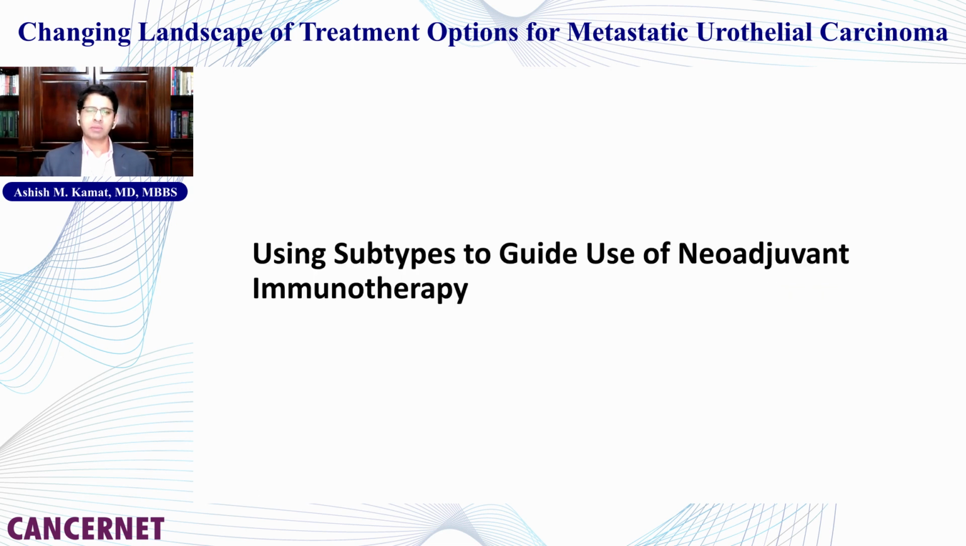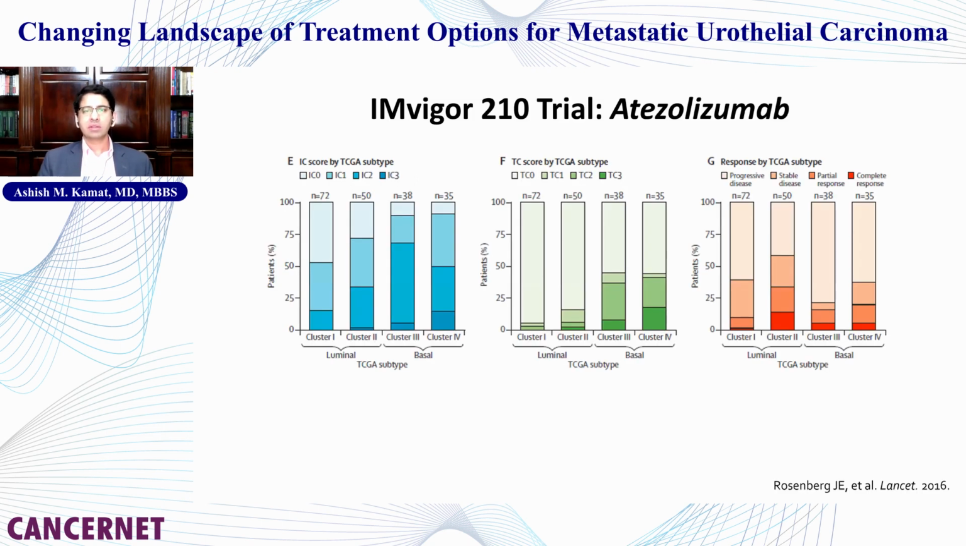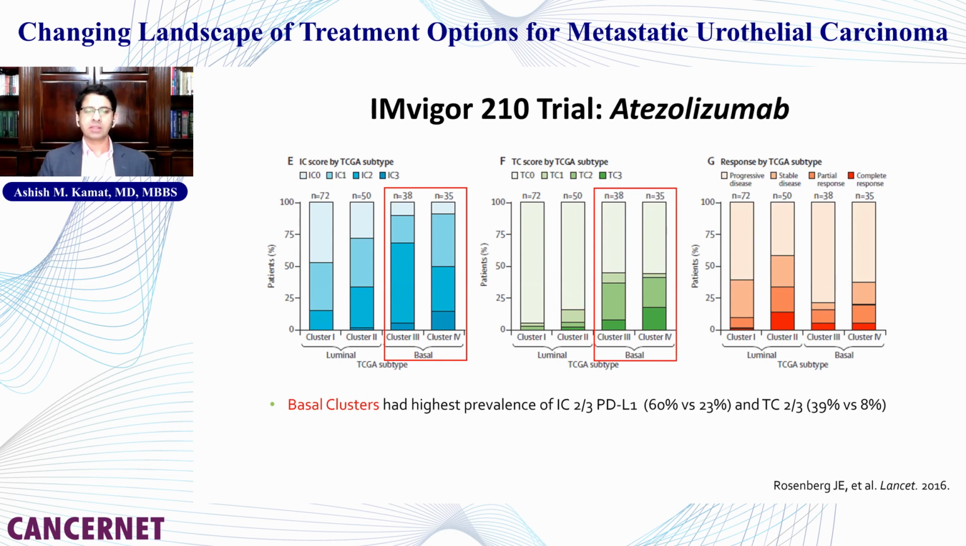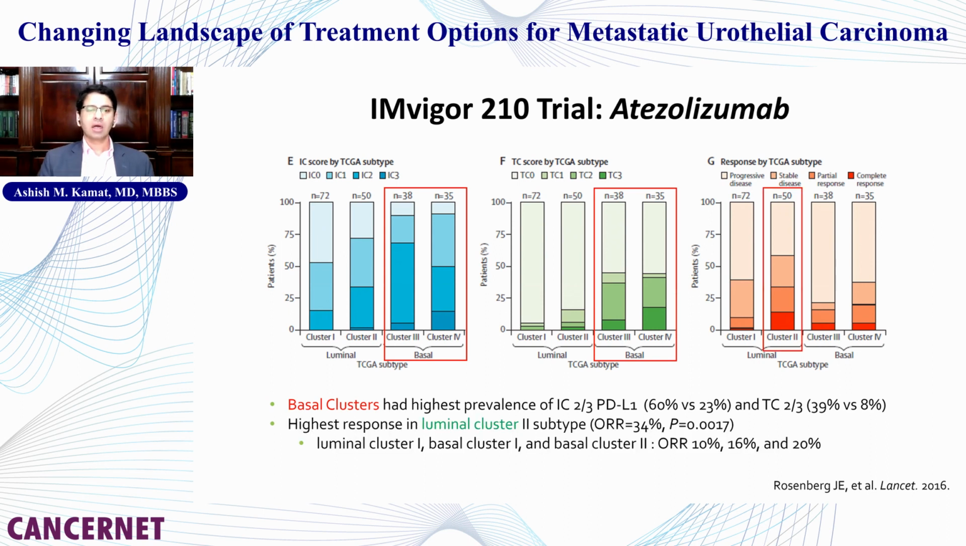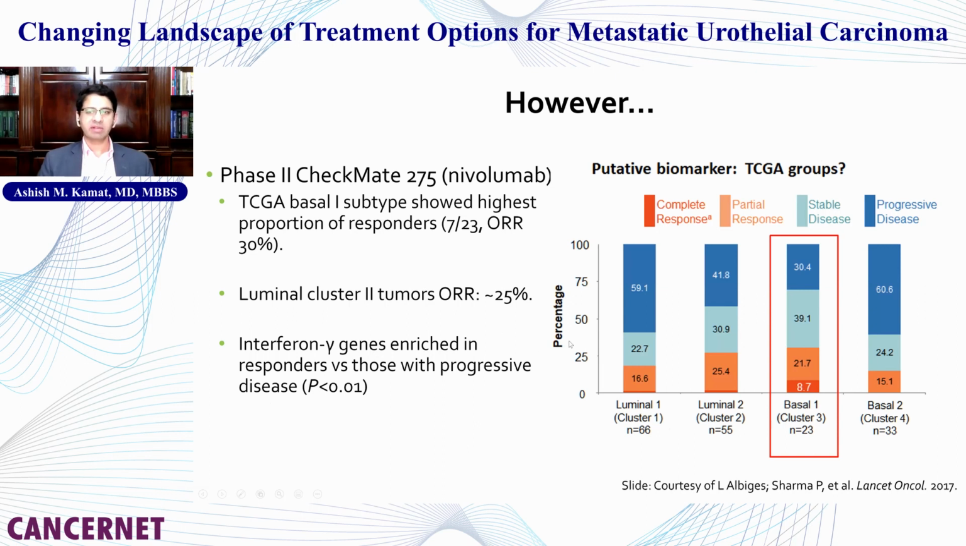Now, what about neoadjuvant immunotherapy? Clearly in IMvigor 210 with atezolizumab, people looked at this, and at that point it seemed like basal clusters had the highest prevalence of IC2/3 PD-L1 positivity, but the highest response was seen actually in the luminal cluster type 2. This is based on the old TCGA subclassification into 4 main clusters. But if you then looked at CheckMate 275, it appeared that the basal cluster of patients actually did a little bit better. And of course, these are caveats of small numbers and different classification systems and PD-L1 status identification.